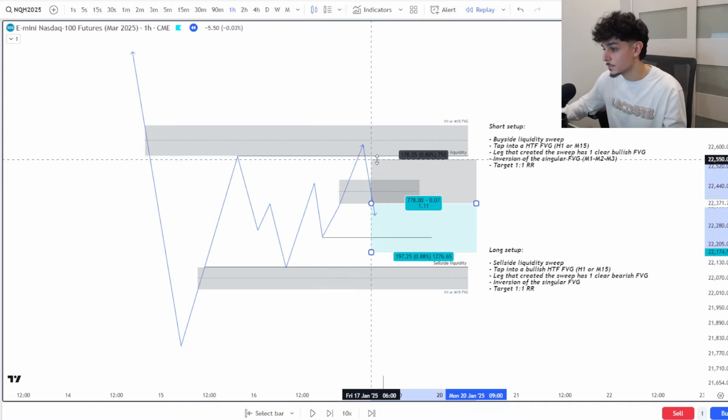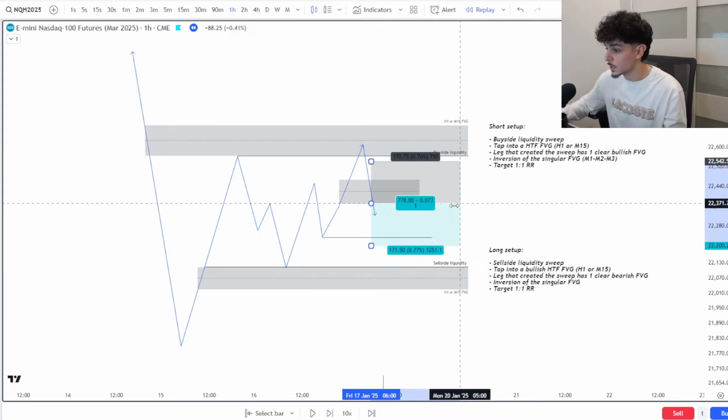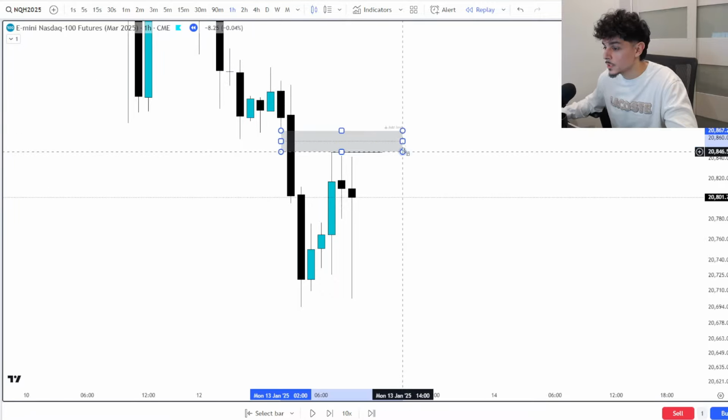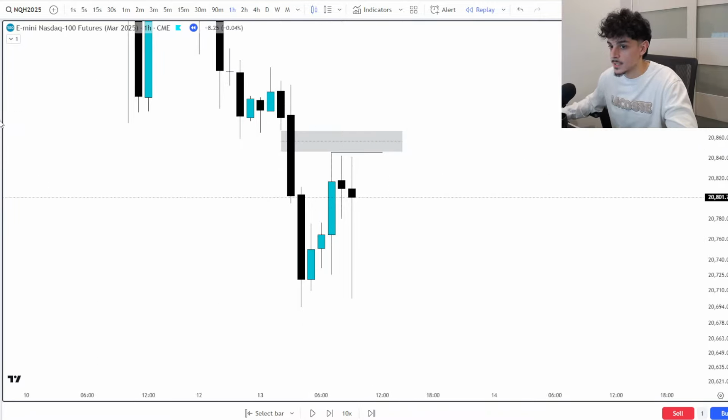So the trade would be your stop loss above the inversion, and you target the 1-to-1, target basically the most recent low right here. Now let's take a look at the first setup that we had this week. You can see on this price action we had buy side liquidity sitting above here. We have also a 1 hour fair value gap that was sitting above the buy side liquidity.